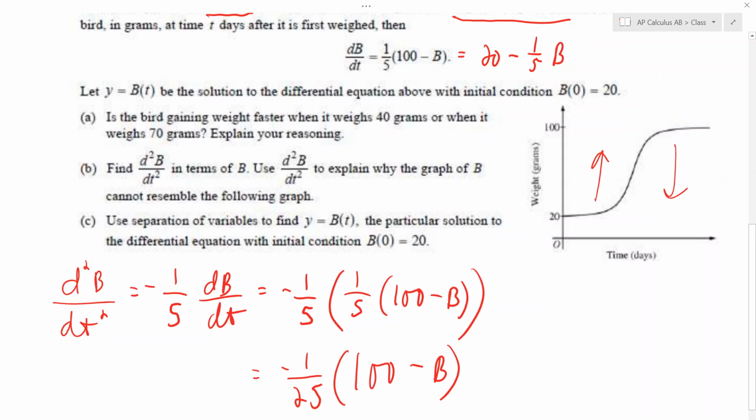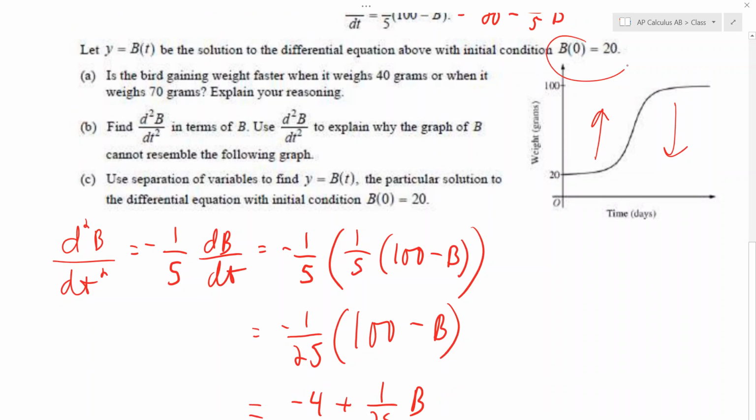Like, for instance, we know at time 0, the bird's weight is 20, right? Drop that into the second derivative and see what it is. Just take a few points. We got to find a place where the concavity of the graph is not the same as what it's supposed to be. Does that make sense? That's what they want us to find. They're not going to make it crazy difficult. They're not going to make you check 1,000 different things. Take the point they gave you.